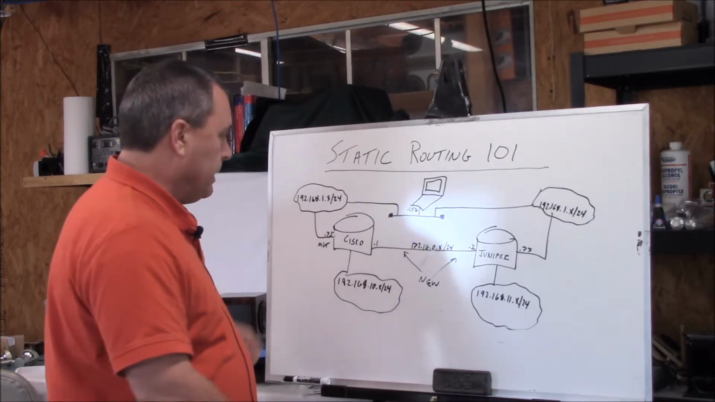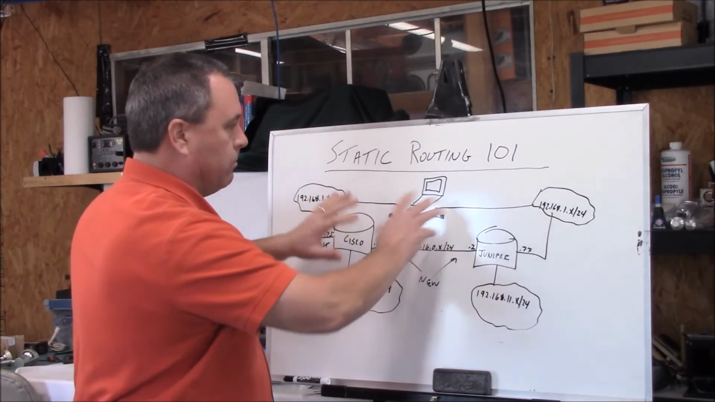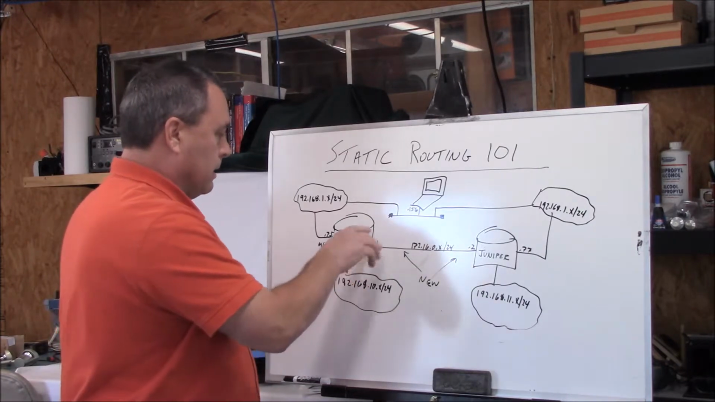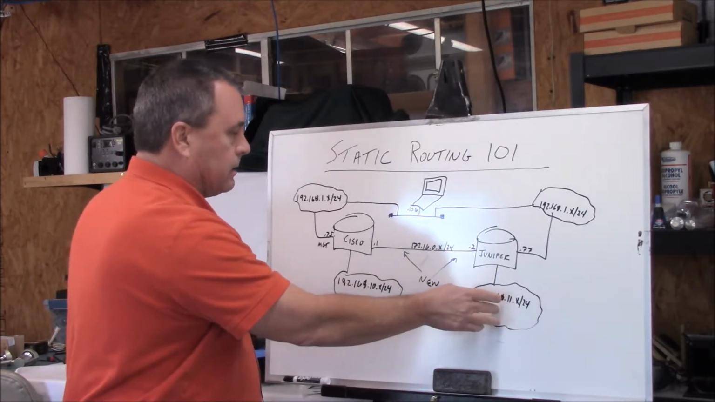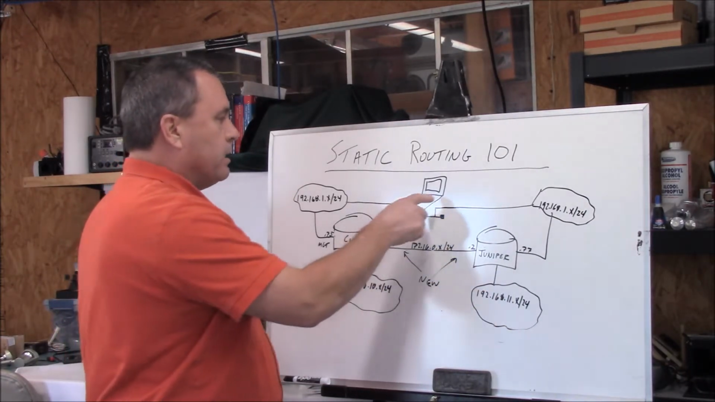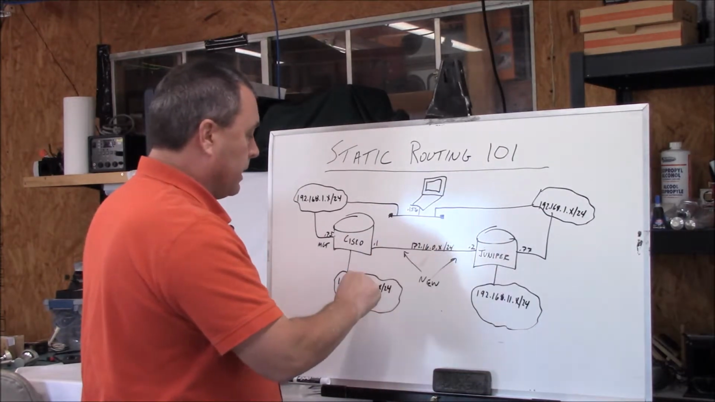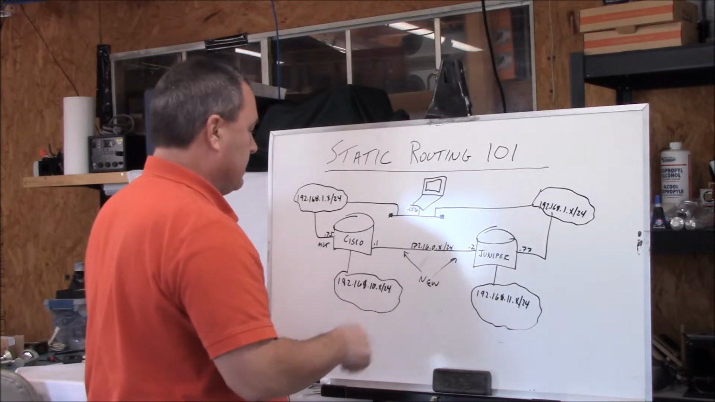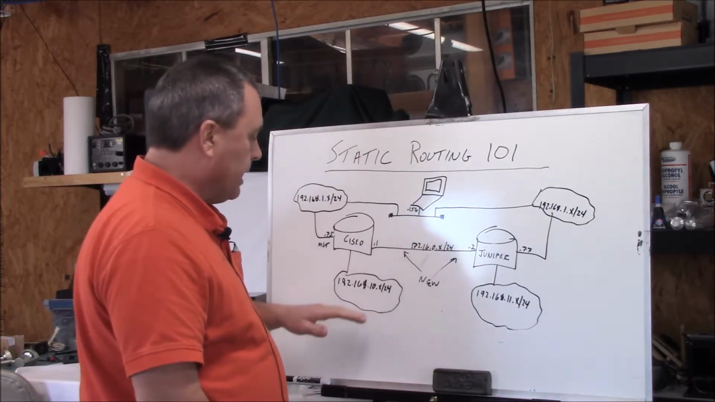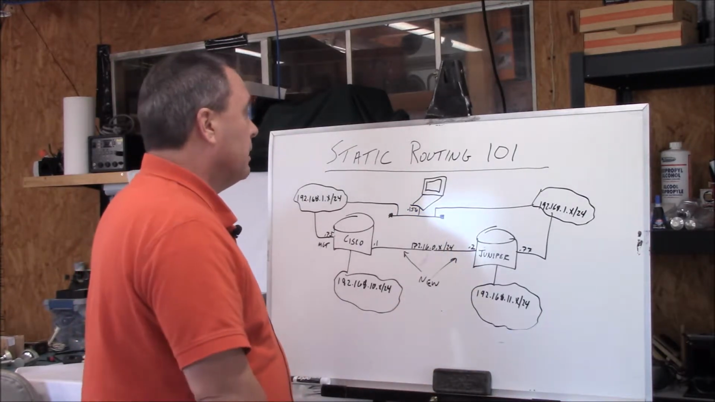And we need to make sure we can communicate with everything, right? So this network needs to talk to this network. This laptop needs to talk to both routers, which it does already, but also needs to talk to these networks and devices on these networks.